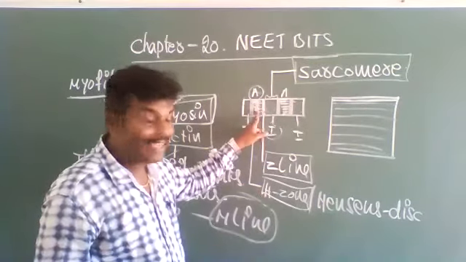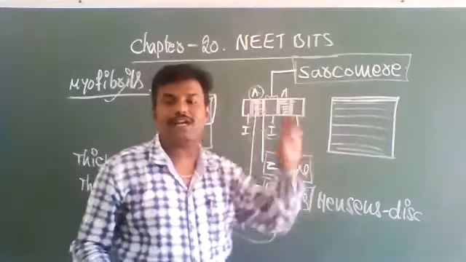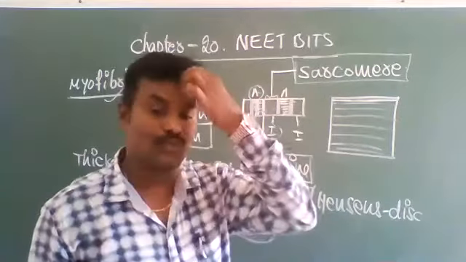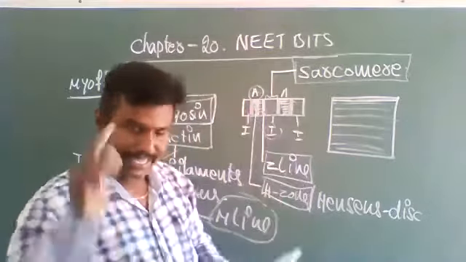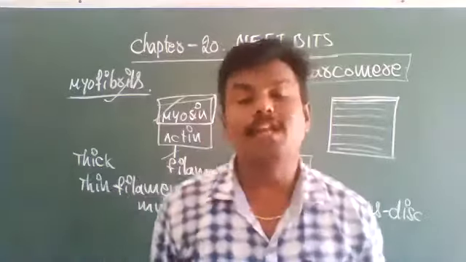H zone. Why? In the center of the A band, there is a lighter area. Those lighter areas are called Hensen's zone, Hensen's disc. Okay, that's it. So the 18th question, correct option is 4.